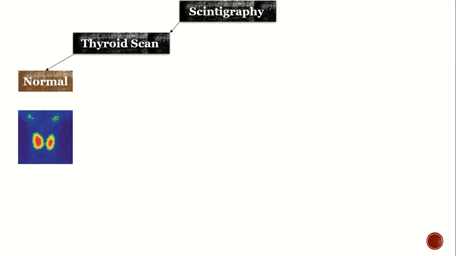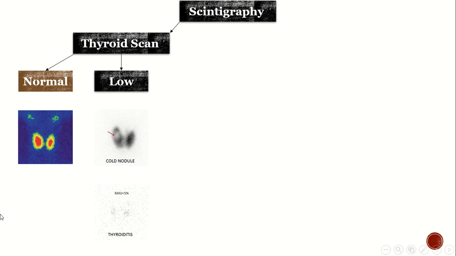Scintigraphy for thyroid scan, when it's normal, we see the thyroid gland as we see here, as a butterfly. When uptake is low, it is either localized for cold nodules or blank uptake, where the uptake is less than 5%, as in subacute thyroiditis, amiodarone ingestion, exogenous ingestion of iodine or thyroxine.